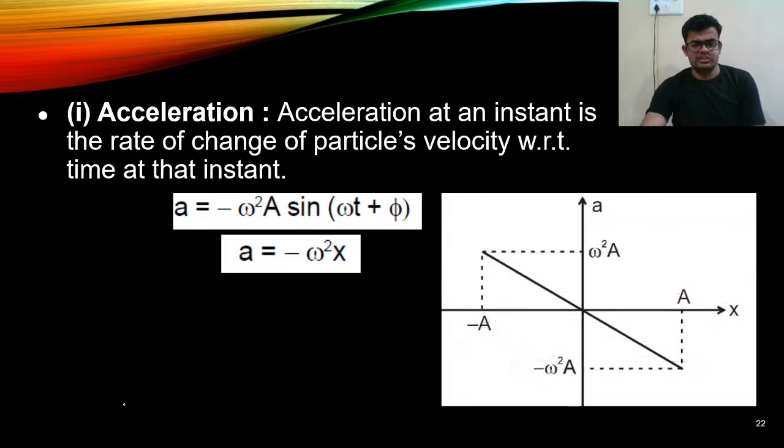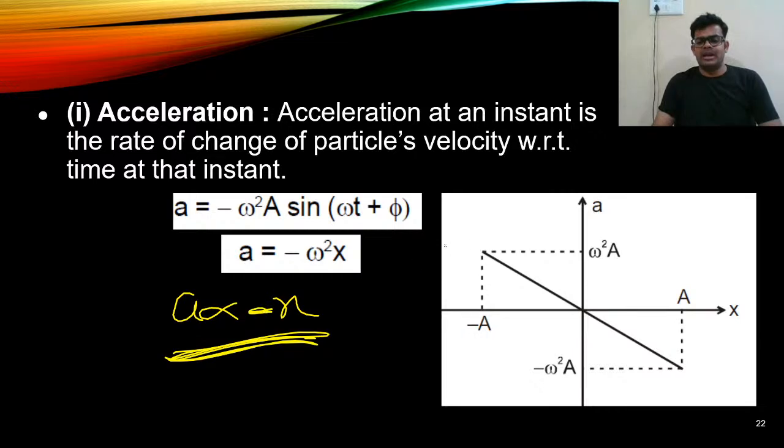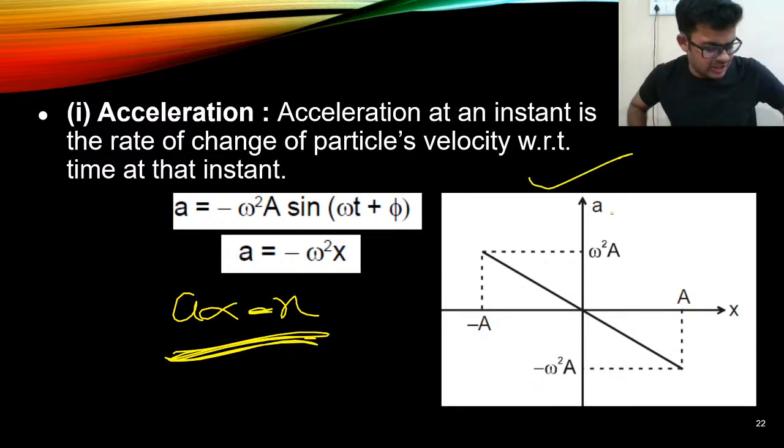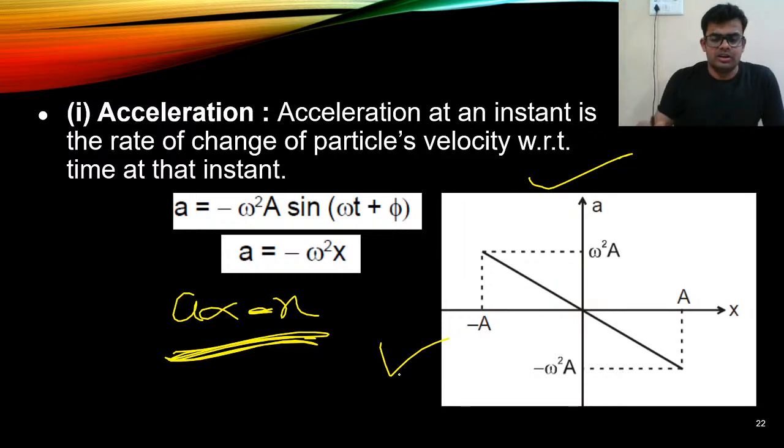So this was acceleration. How will the curve be? You know, a is proportional to minus x, meaning a straight line passing through the origin, and the slope is negative. So the curve will be like this. This is the curve between acceleration and displacement. Because a is proportional to minus x, it is a straight line relationship. Now it is negative, so the slope will be greater than 90 degrees, meaning it will be negative. So it will be like this. So this is the curve between acceleration and displacement.